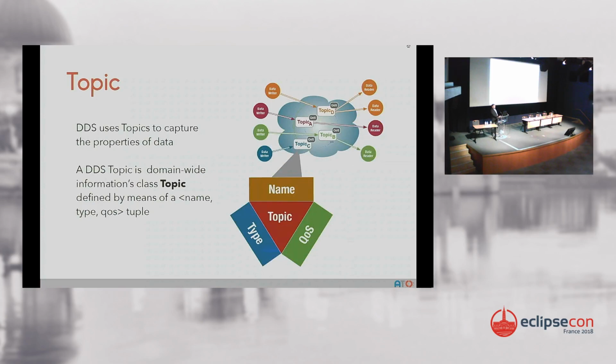But that said, if you don't want to have a big mess in your global data space, you need to organize your data. And the main concept to organize data is topics. A topic is defined by means of a name, a type, and some QoS. The name is basically the identification of the topic. The type describes which kind of data is inside this topic. Does this topic contain temperatures, locations, luminosity?